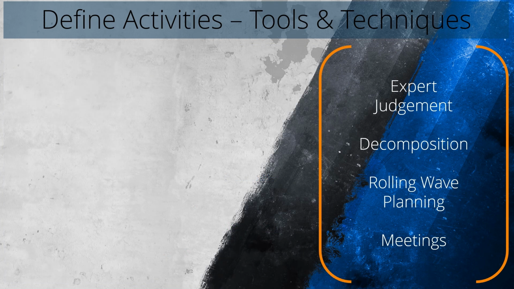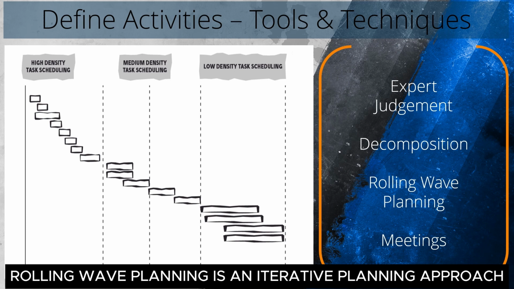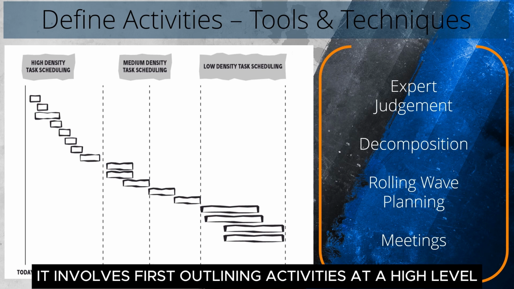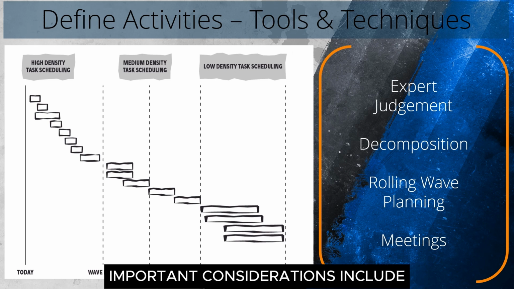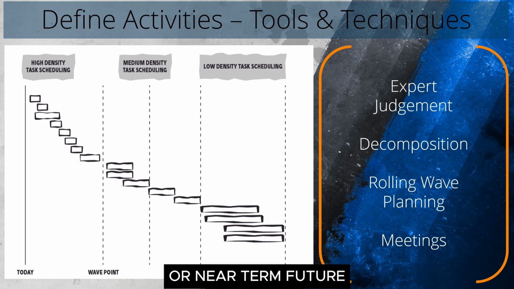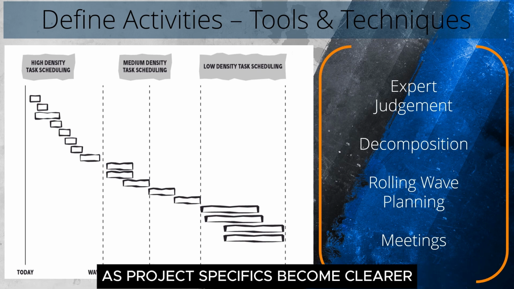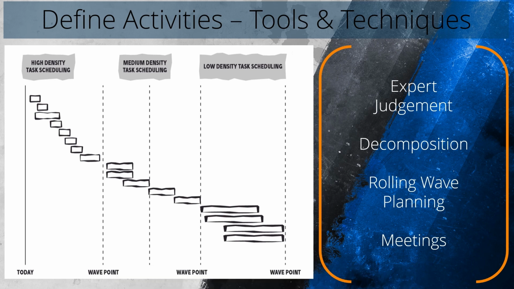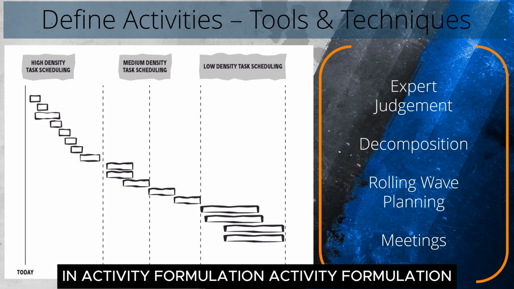Rolling wave planning. When project specifics are unknown or change over time, rolling wave planning is an iterative planning approach employed. It involves first outlining activities at a high level and then gradually developing them as the project advances. Important considerations include defining actions for the immediate project phase or near-term future while maintaining a high degree of long-term activity. As project specifics become clearer, this allows for greater flexibility and adaptability in activity formulation.